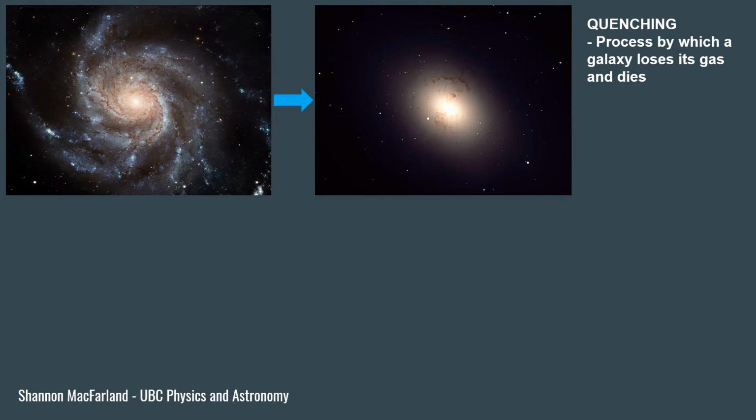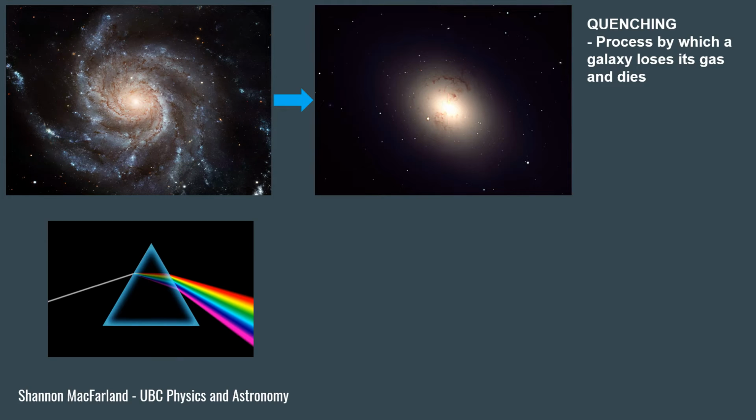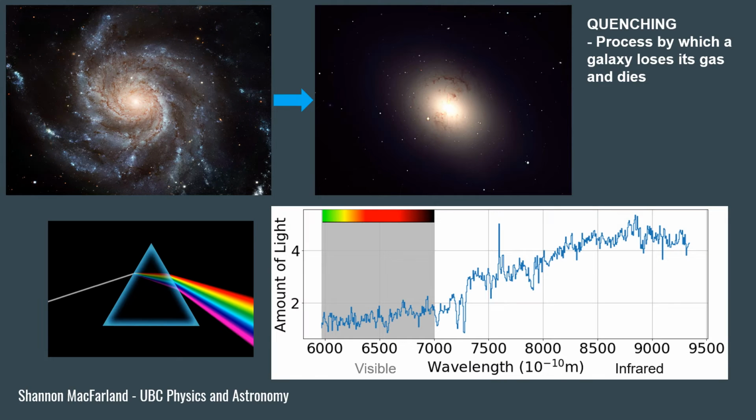There are multiple evolutionary pathways a galaxy can travel down on its road to becoming quenched, and we can determine which process may have been involved by analyzing the light that we observe from a galaxy, also known as a galaxy's spectrum. You may be familiar with the concept of a prism, which splits white light into a rainbow. And astronomers do a similar thing with light from a galaxy, splitting the light into a spectrum.